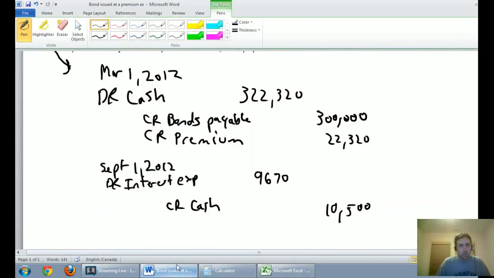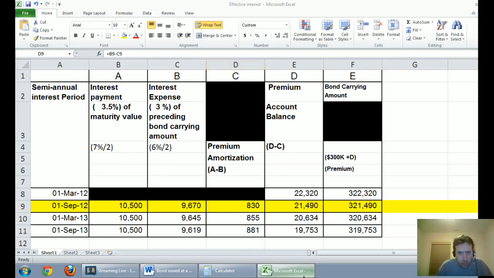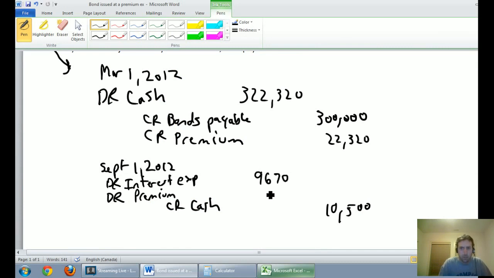We want to reduce that premium by 830, and we're going to continually reduce the premium until the day that we pay back the bond. So debit premium by, what was it, 830? Yeah, 830. And we're all set. So September 1st, 2012 couldn't be more straightforward.